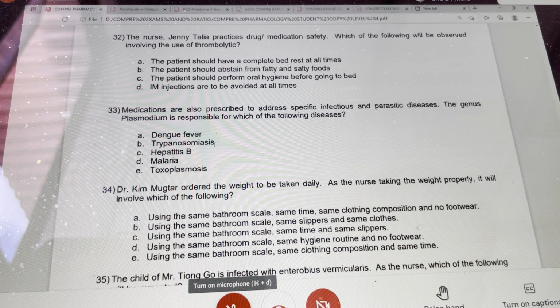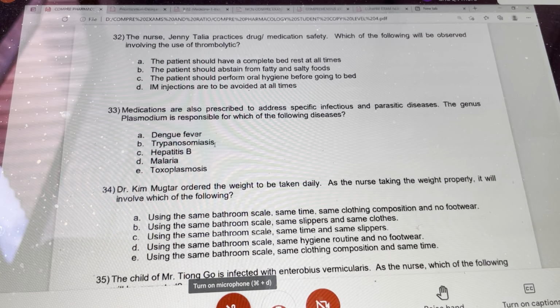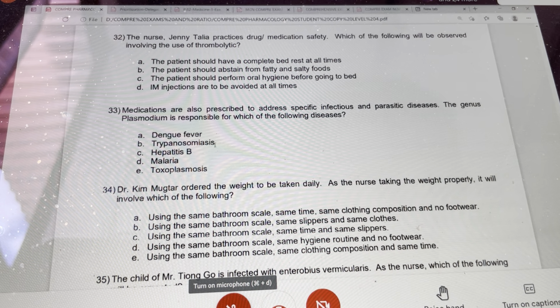Malaria. What is the causative agent for malaria? The vector, should I say? Sorry. The vector for the transmission of the disease. It's the Anopheles. Okay, yes, female, correct. It's the female Anopheles mosquito.